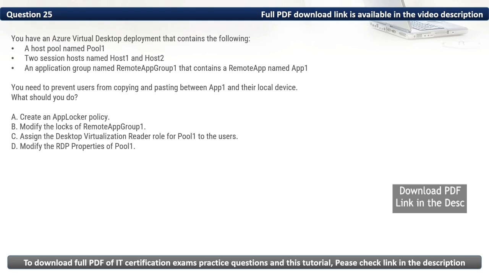Here in this question, we need to prevent users from copying and pasting between app 1 and their local device. As such, we should modify the RDP properties of pool 1. Thus, the correct option is D.